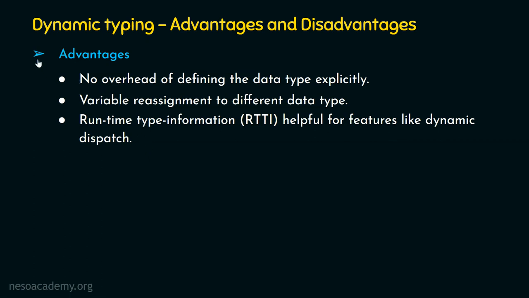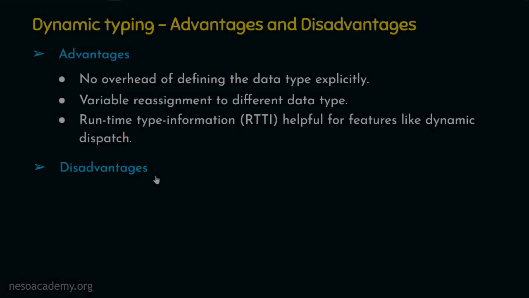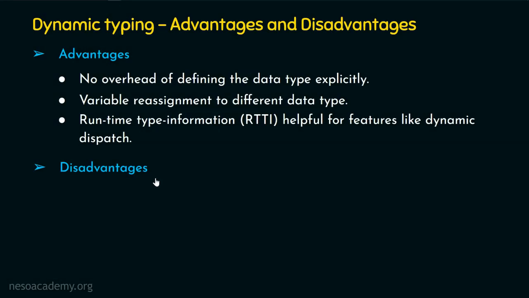Now that we have seen the advantages, let's go over and see a bit of disadvantages also. Let's see the first disadvantage. Type errors are not detected earlier. The type mismatch kind of errors, where we might be performing operations on data that are of different types, will not be detected unless and until we execute the program.